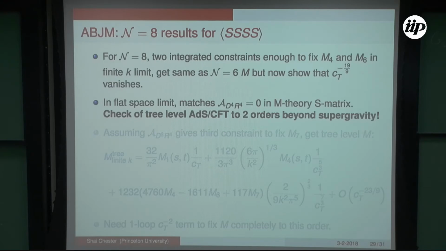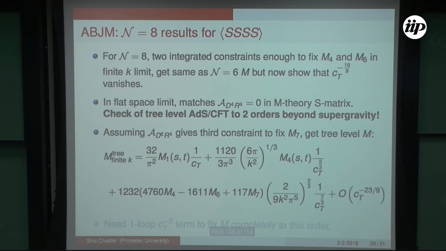Similarly, in the context of quantum gravity, the reason you knew that this term vanished was due to using these dualities and relating it to string theory. If you were just given 11-dimensional supergravity and you were guessing what the counterterms were, you would never guess that the D^4 R^4 one vanishes. So this is really a non-trivial check of the CFT to two orders beyond supergravity, albeit at genus 0 in this case.